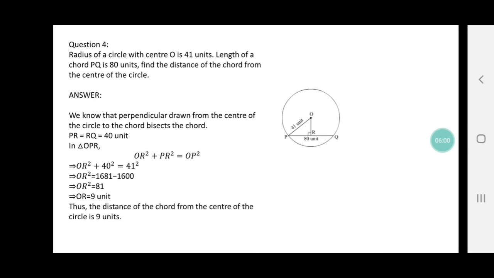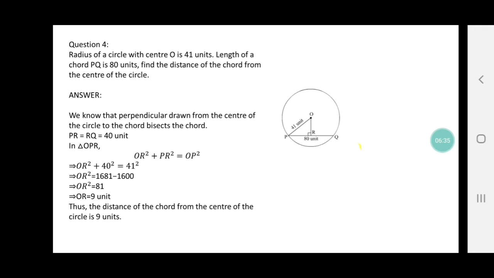Problem number 4. The radius of the circle with center O is 41 units. The length of chord PQ is 80 units. Find the distance of the chord from the center of the circle. We know that the perpendicular drawn from the center of the circle to the chord bisects the chord. So PR is equal to RQ, and this is equal to 40 units, right?